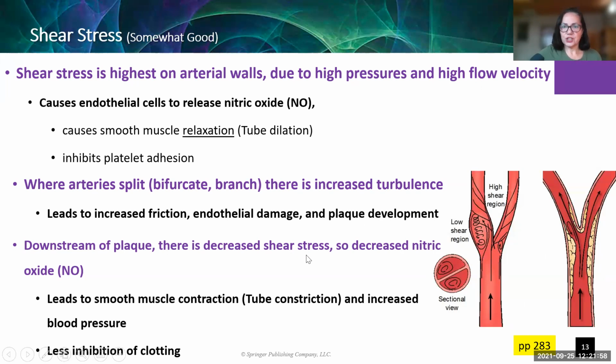There's decreased shear stress, decreased nice petting, so decreased nitric oxide. Remember, nitric oxide was helping us to dilate, to relax the smooth muscle. So we get less dilation and more contraction, so tube constriction, which increases the blood pressure. And then on top of that, we have less inhibition of clotting. And that's in normal anatomy. This can get worse.